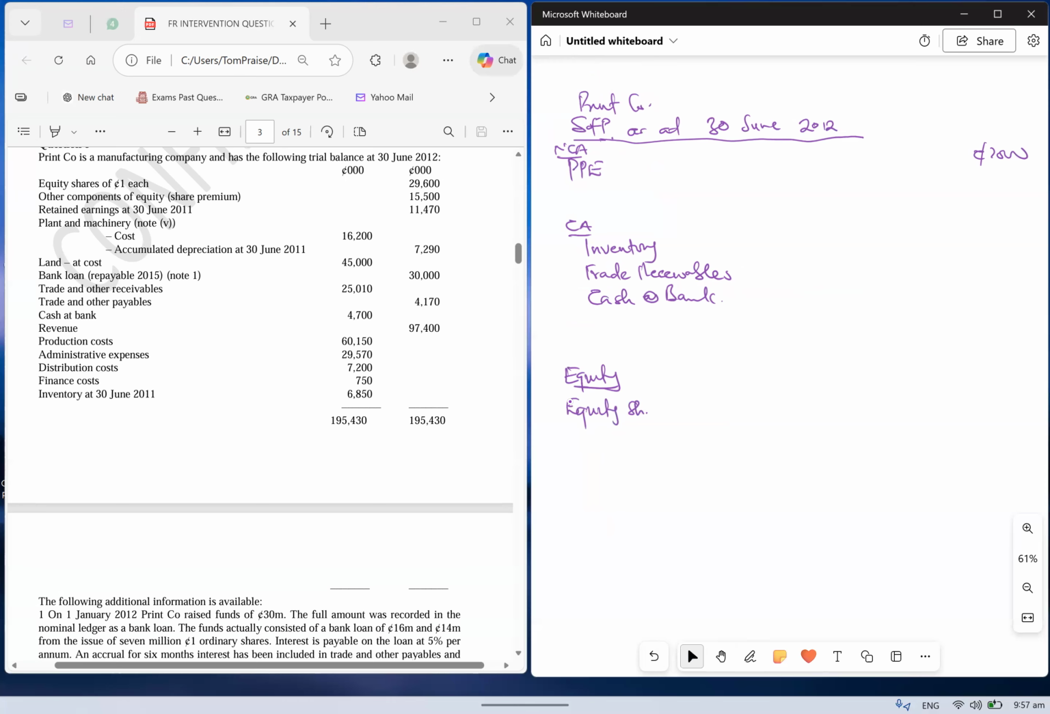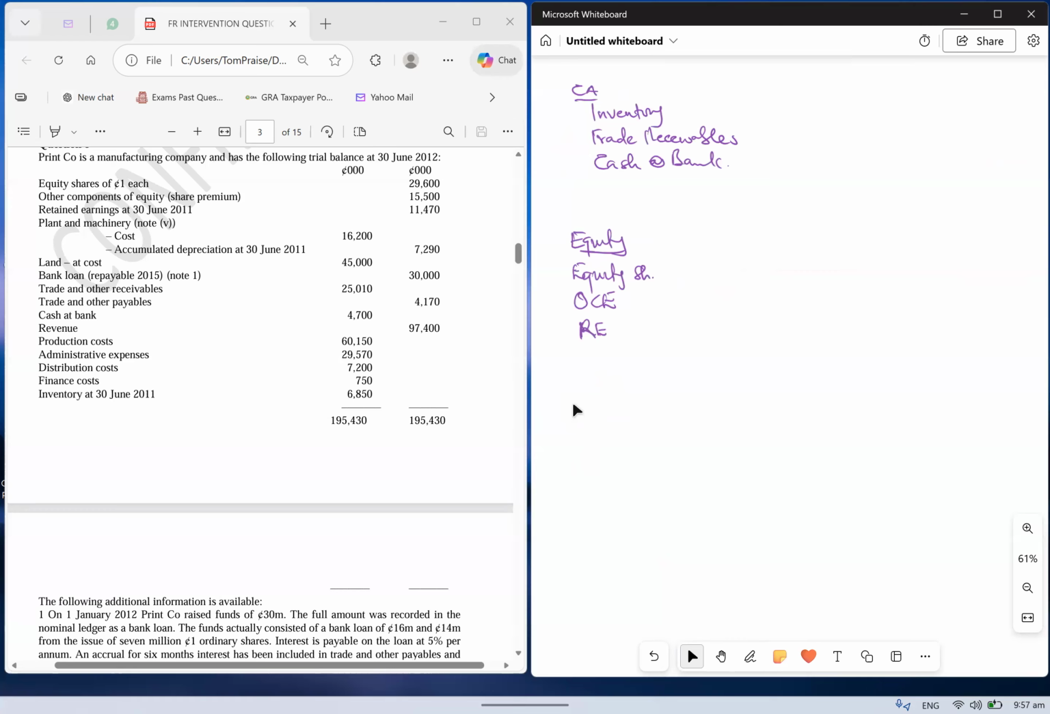It's at 1 Ghana cedi. I have other component of equity, which was the share premium. Then I have retained earnings. Leave 2 lines because you may face something like revaluation surplus. Then come to your NCL.